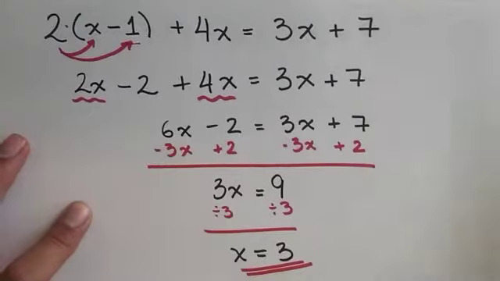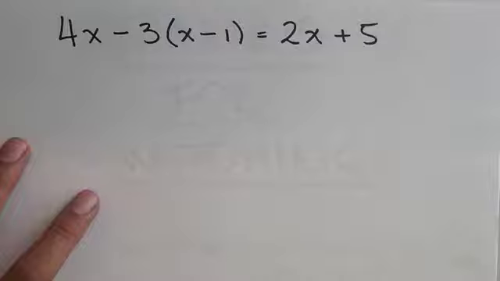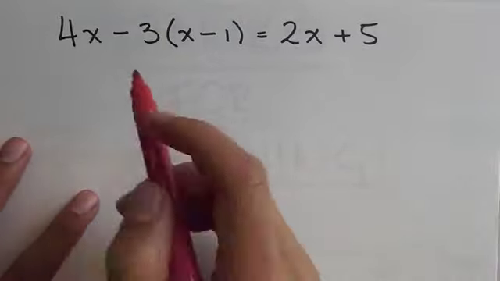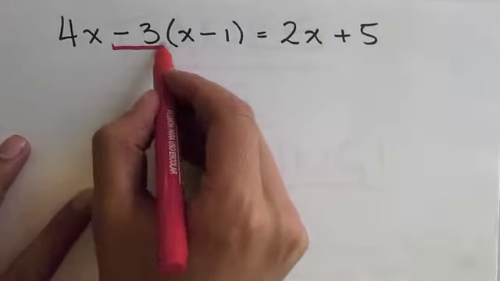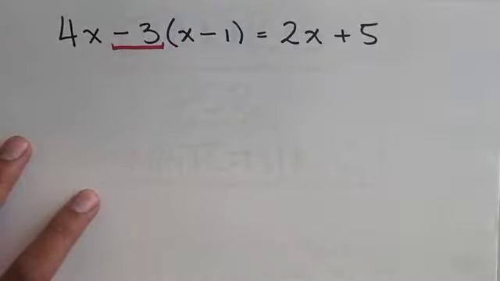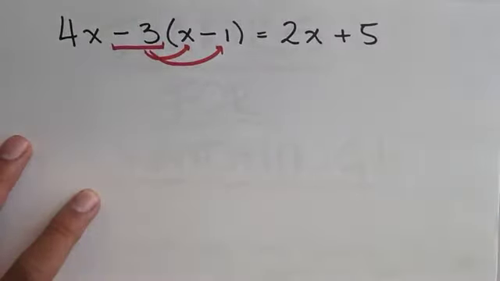Now, let's check a second example a little bit more complicated. 4x minus 3 times (x minus 1) is equal to 2x plus 5. The tricky part here is that this distributive property happens with a negative number. So in this occasion, I need to distribute this whole negative 3 over the 2 terms of my parenthesis.